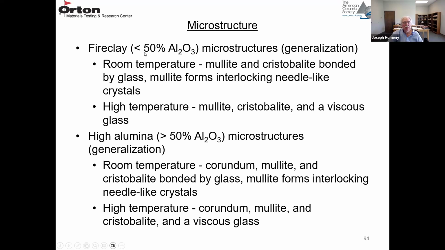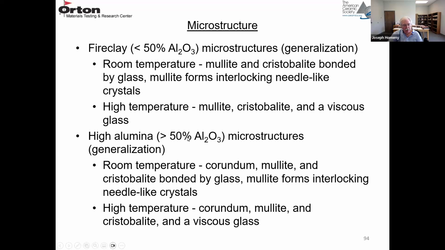So if you have less than 50% alumina, some generalizations about the microstructure. At room temperature, you're going to have mullite and cristobalite, and it's going to be bonded most likely by a glass. The mullite forms needle-like crystals, and they tend to interlock, which gives rise to some good high temperature properties. And then at high temperature, you're going to still have mullite and cristobalite and your viscous glass phase.